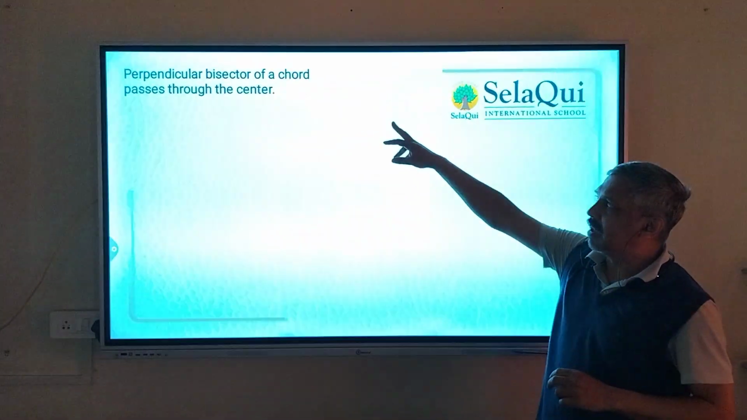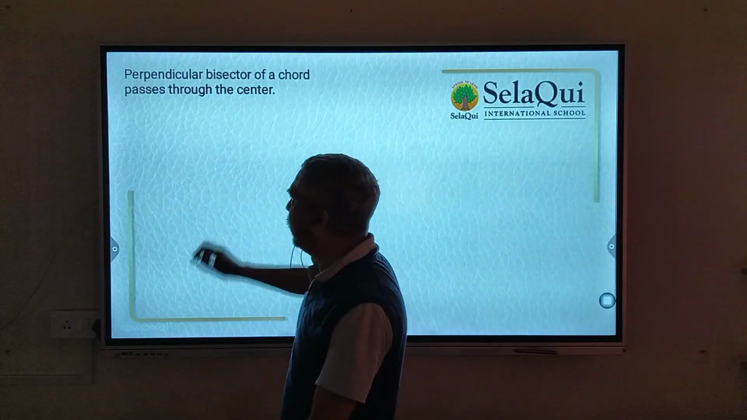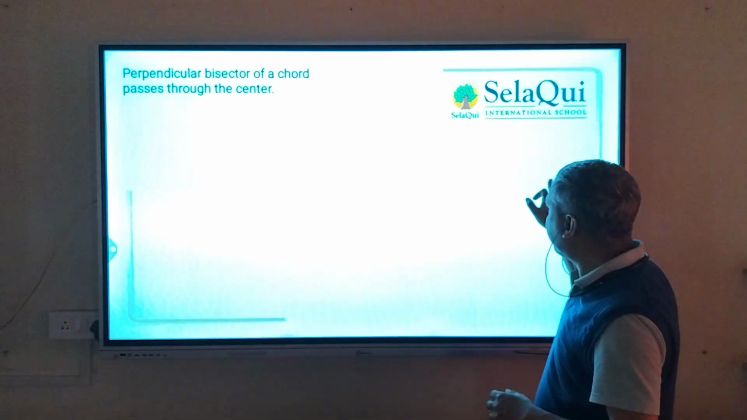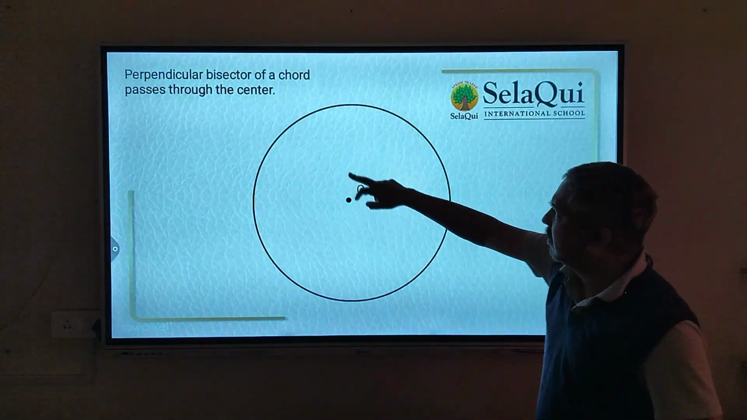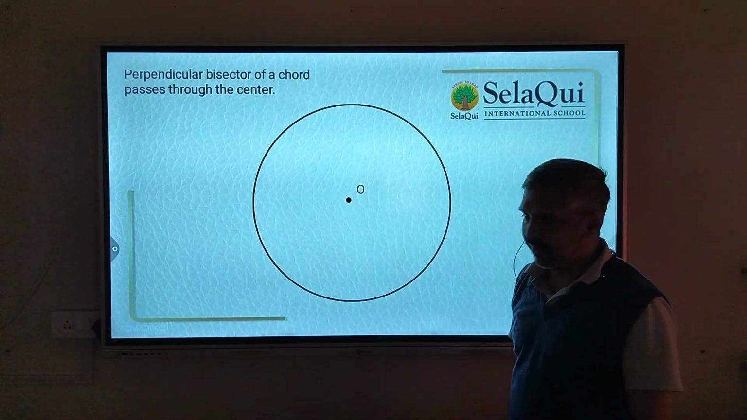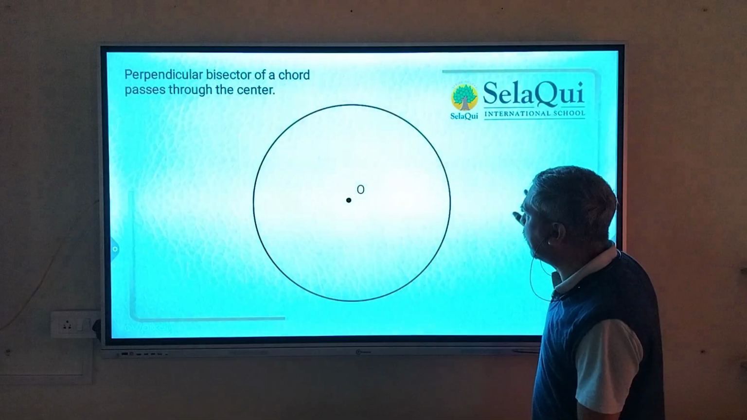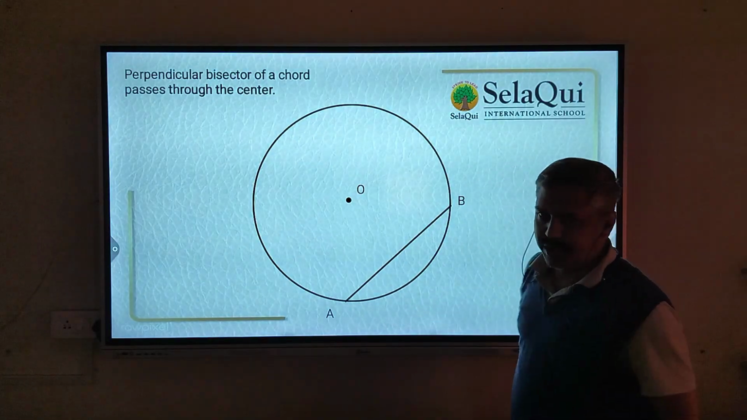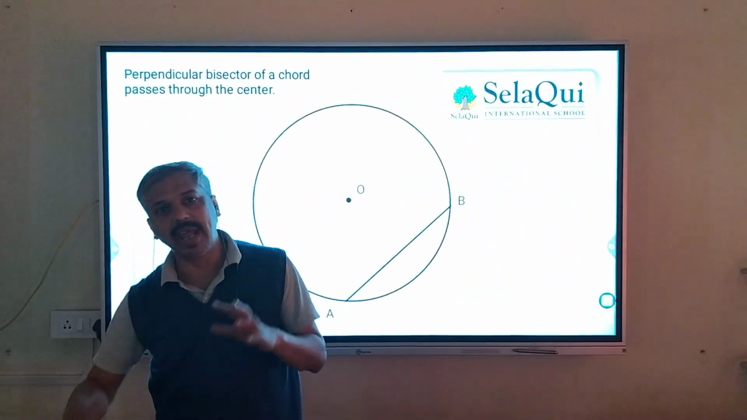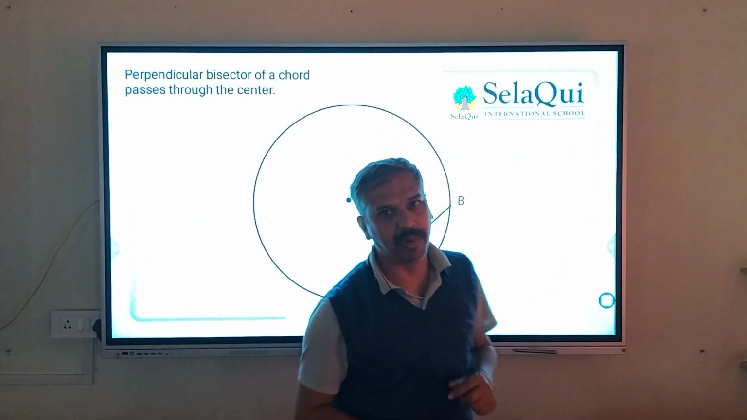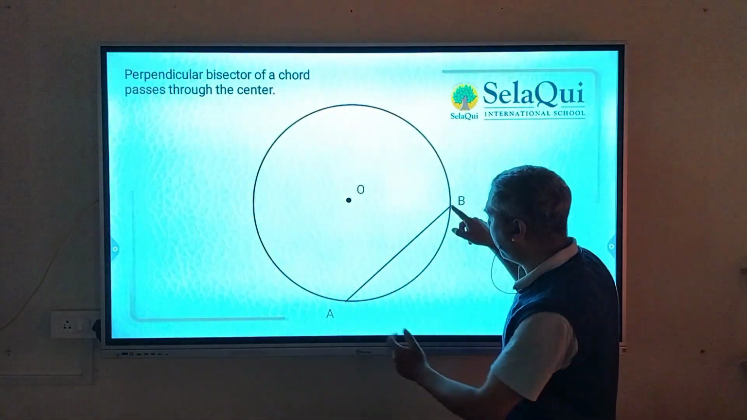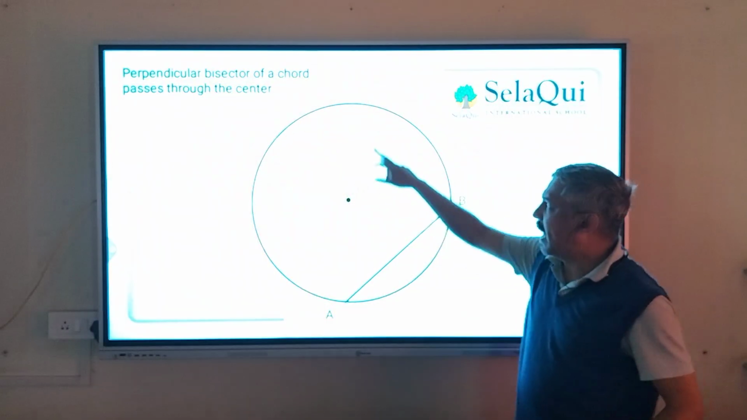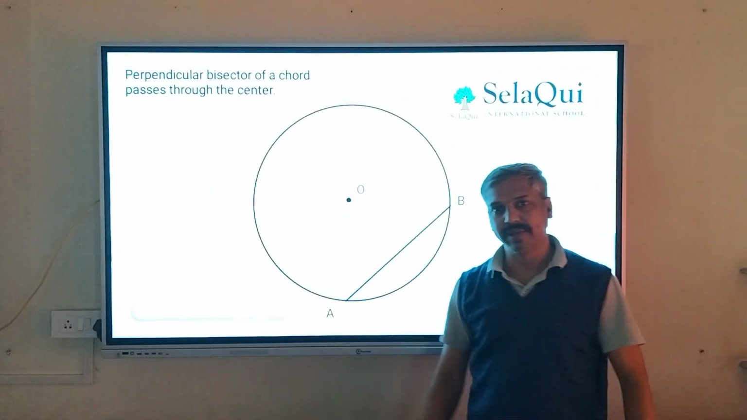Let's see. There are certain theorems. The first theorem is: the perpendicular bisector of a chord will pass through the center. So this is the circle and O is the center. In this circle, I have drawn a chord. This is called AB. You know what is a chord? A chord is a line that passes through two different points on the circle. So this is one point, this is the second point. It passes through them. A chord can also be a diameter, that will be the longest chord.